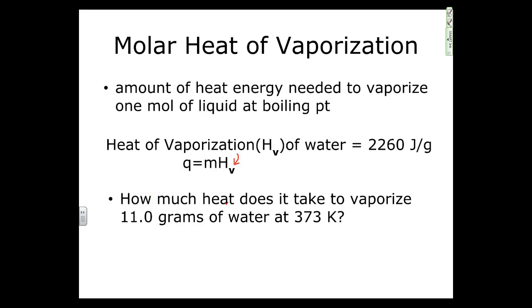So it says, how much heat does it take to vaporize 11 grams of water at 373 Kelvin? Now, 373 Kelvin is 100 degrees C, and that is the boiling point of water. We're not actually going to have to do anything with the temperature. It is just letting us know that we can use this equation, because this equation only works at the boiling point for that particular liquid. All right, so we're looking for heat, which is Q, and that is going to be M times HV. So mass is 11 grams.